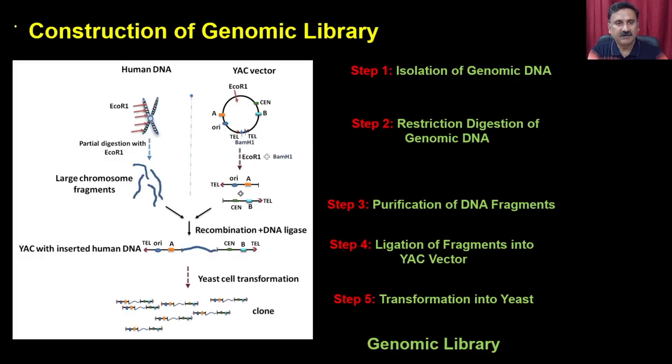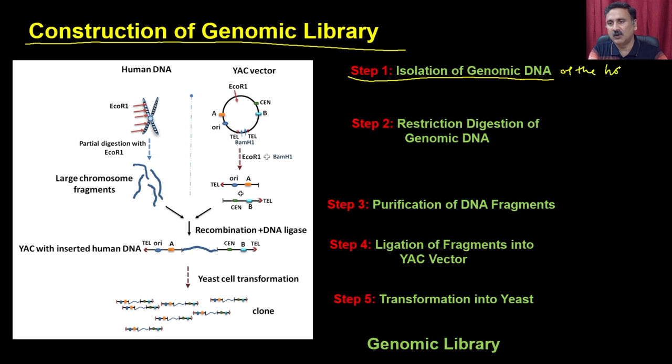Now, the first approach is how to prepare the genomic library. Preparation of a genomic library is a multi-step process, right? In step one, you are going to isolate the genomic DNA of the host, of the organism from which you are interested to isolate the enzyme.